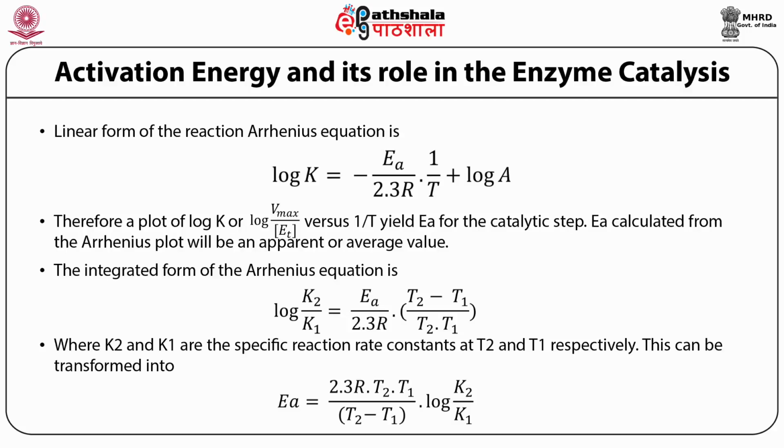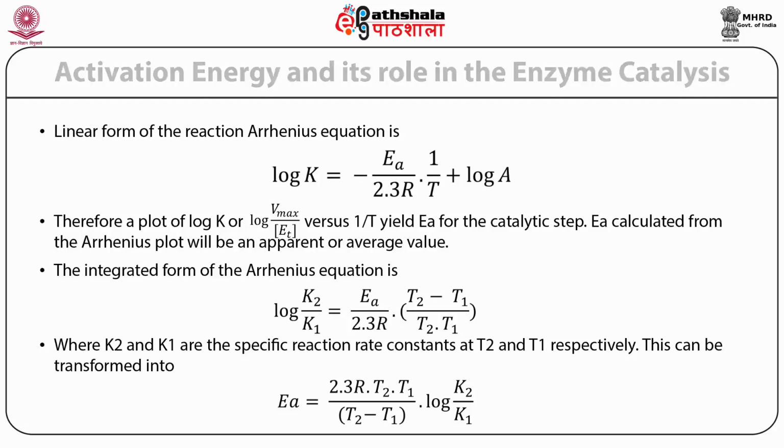The Arrhenius equation can be transformed into another equation which directly calculates activation energy, and that is derived from the integrated equation. So the final equation will be EA is equal to 2.3 R into T2 upon T1 divided by T2 minus T1 into log K2 divided by K1.